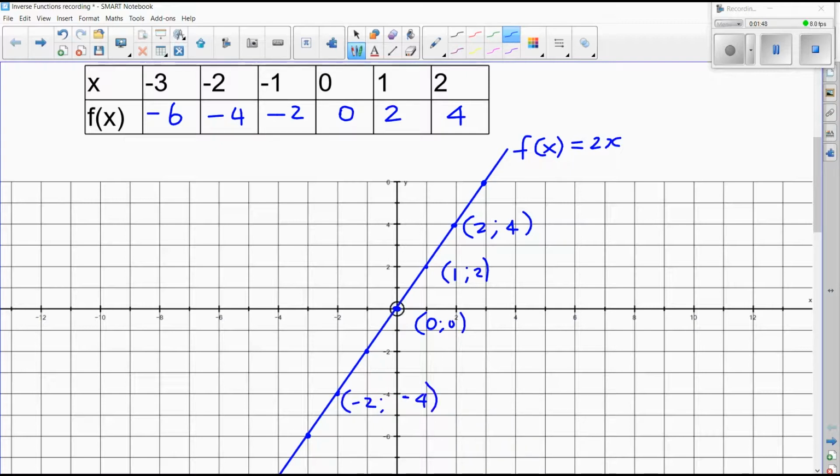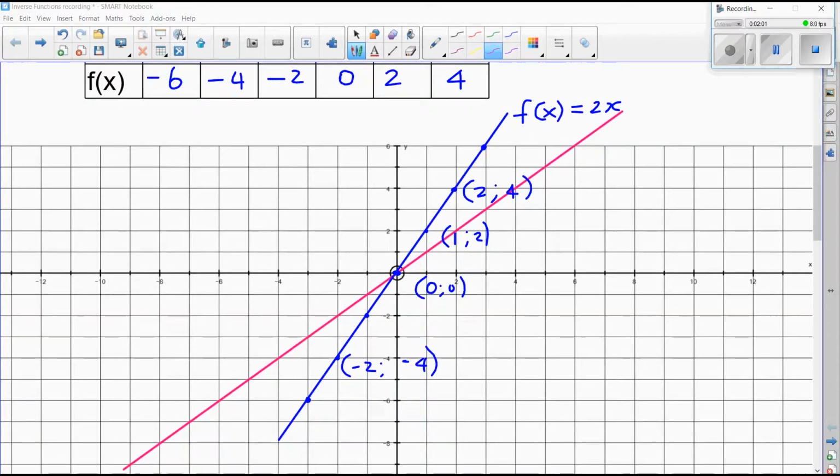Now we're going to take these points and reflect each of these points in the line y equals x. So the next step is to draw the graph y equals x. The graph is the pink graph, so we have y equals x. Now we're going to take a certain number of coordinates and reflect them in the line y equals x. To reflect them, we're going to draw a pathway perpendicular to the line y equals x.